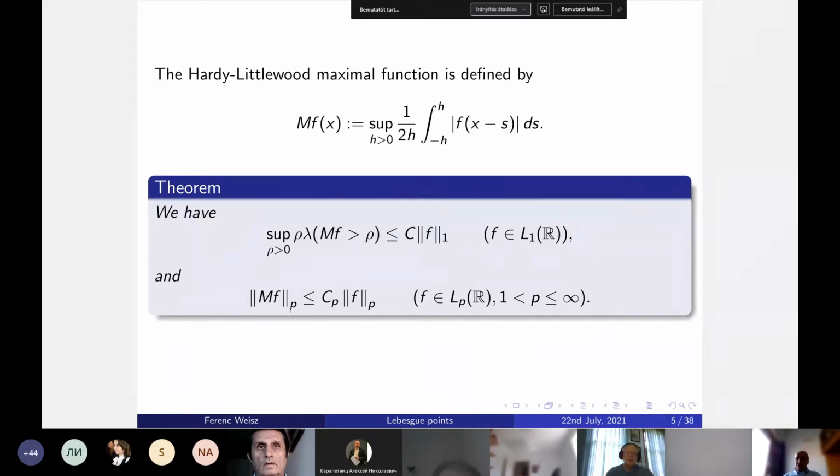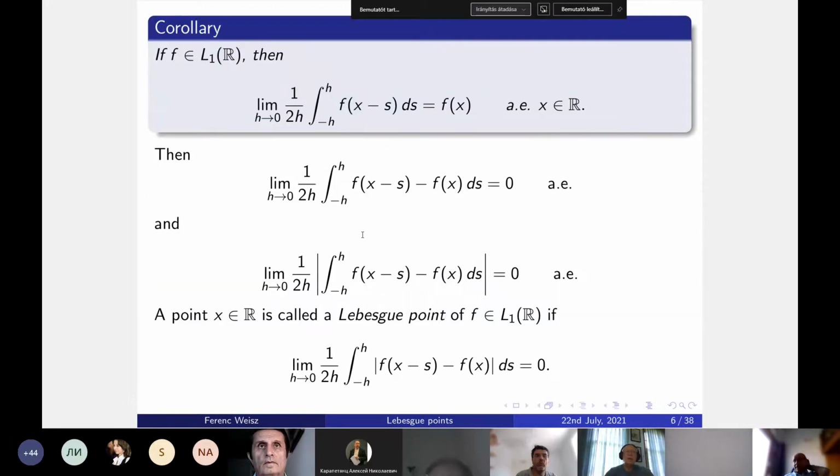Then we can take a smaller norm of Mf, not the one norm, the so-called weak L1 norm. This is smaller than the L1 norm of Mf, and this small norm can already be estimated by the one norm of f. Using this inequality and the usual density method, we can show the next convergence result.